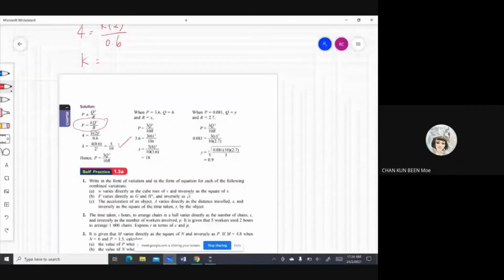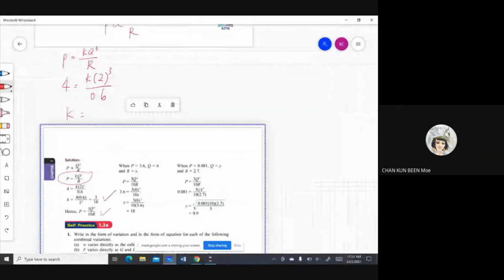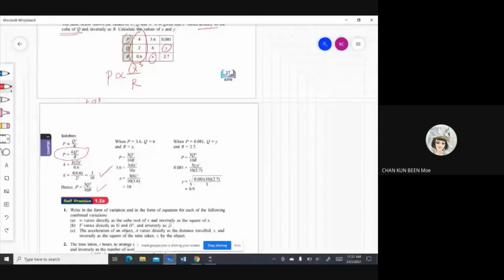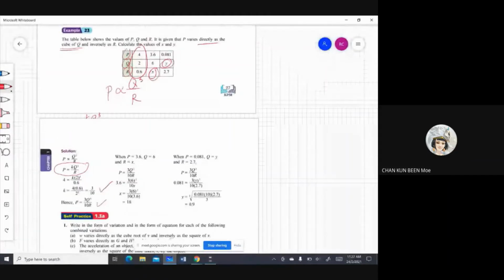Okay, next, when you want to find the values of x and y in the table here, you just need to substitute the value of P, 3.6, and also Q, 6. So you get 3.6 and 6 over here. By using the algebraic formula, change everything, and you get the value of x equal to 18. Same thing for the value of y.